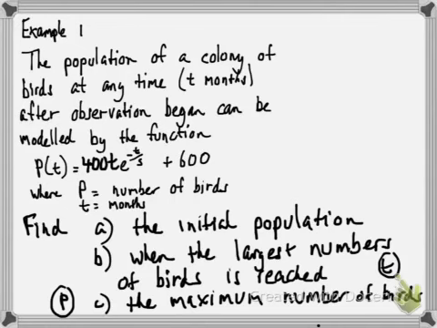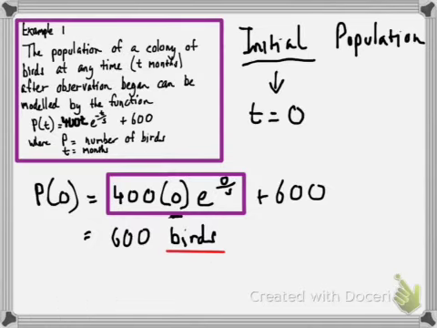Alright, so the initial population. In any question involving populations and time, initial means t equals 0. So as soon as you see that word, there's a trigger moment, a light bulb moment: I've got to substitute t equals 0 to get the initial population or level of something. So that's what I've done here.